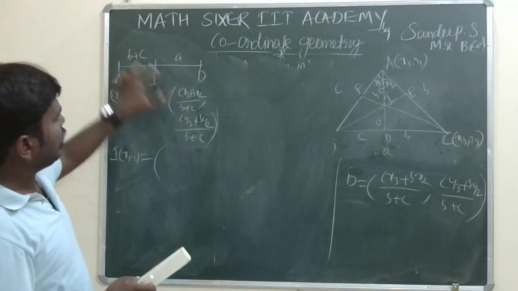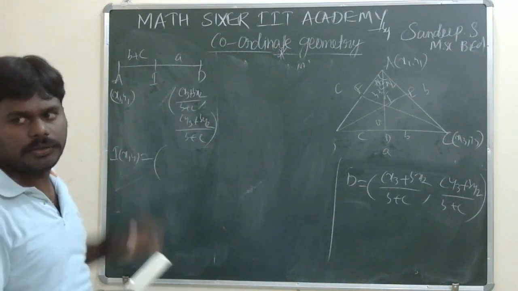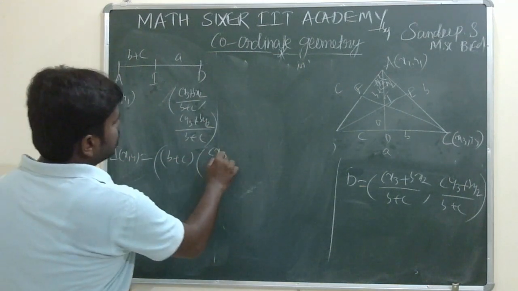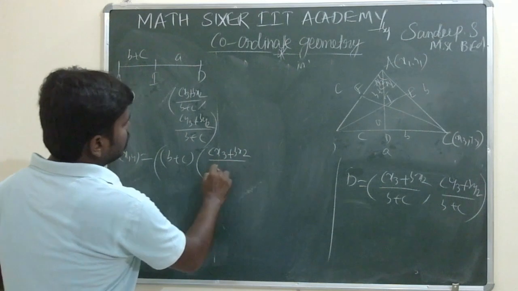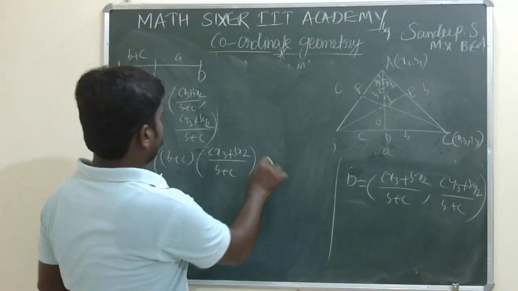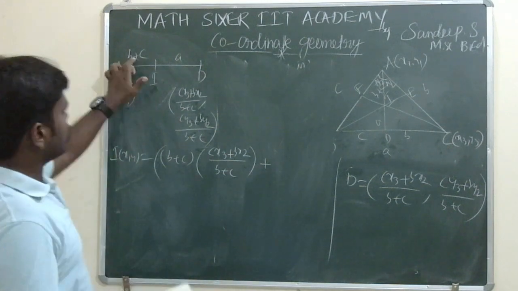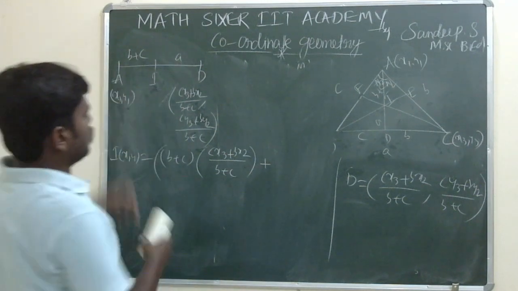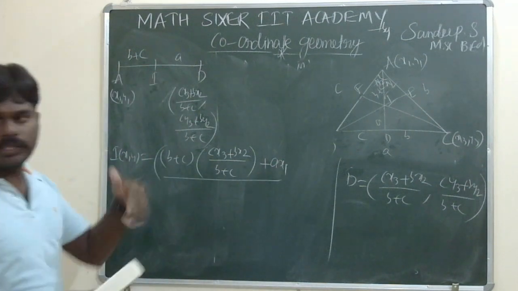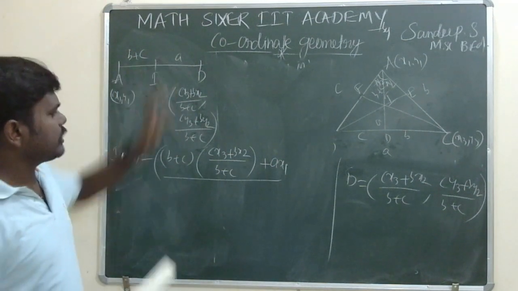B plus C into the x coordinate of the second point, that is CX3 plus BX2, by B plus C, plus CX2 plus AX1 by M plus N. M plus N means here what? B plus C plus K.